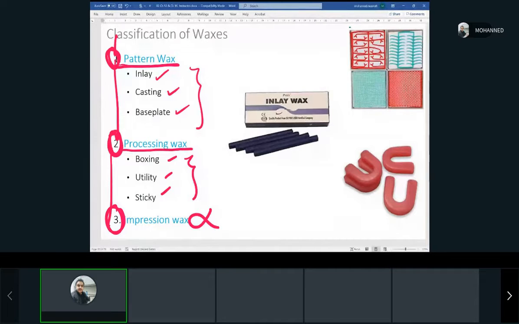Moving on. So just three types of waxes: pattern, processing, and impression waxes. And we know that each type of them is different than the other.